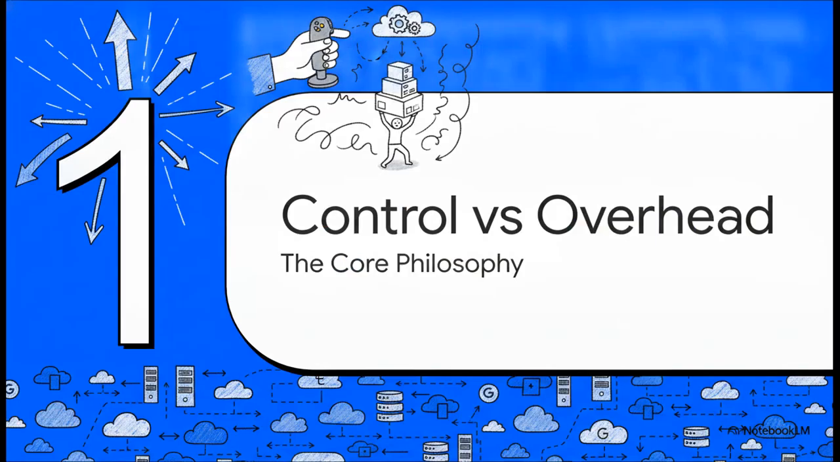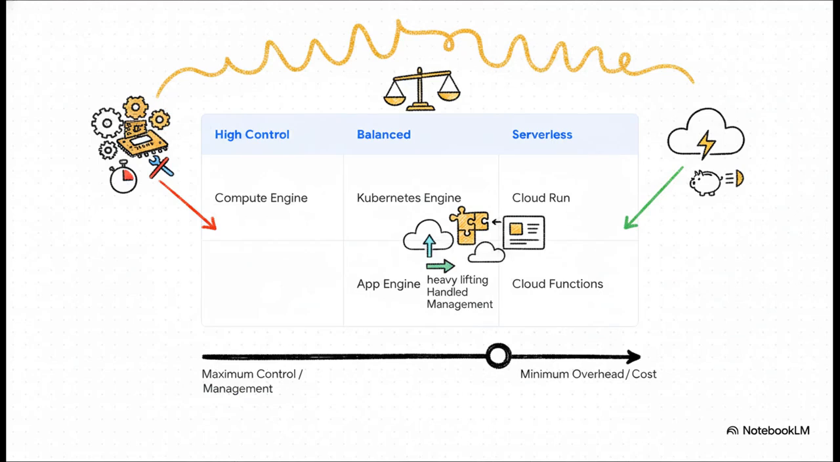All right, kicking things off with part one, control versus management overhead. This is the core philosophy that should drive every cloud decision you make. Here is the golden thread for everything we're talking about today. Your ultimate goal when picking a computing platform is to meet your technical needs while keeping DevOps overhead and costs as low as possible. It's really a sliding scale.